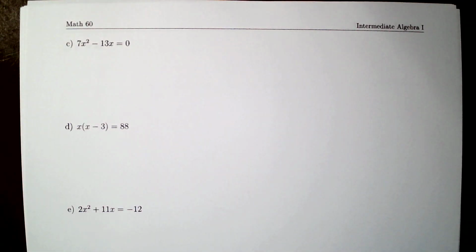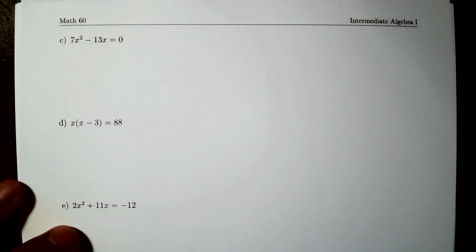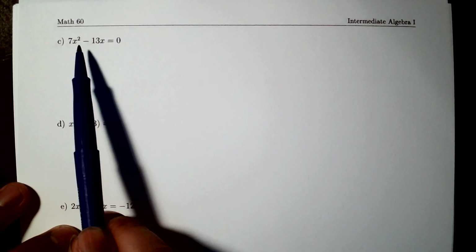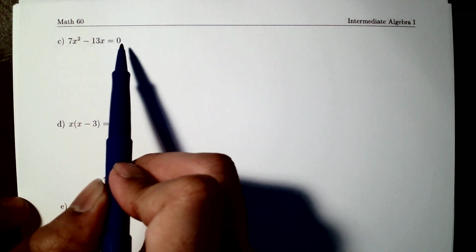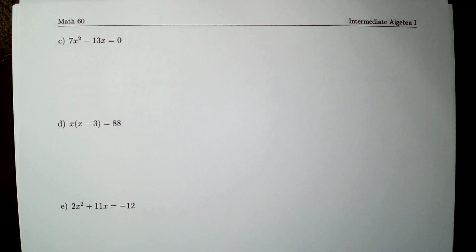Now let's do some work over here. Okay, so 7x squared minus 13, and in this case it's already set equal to 0. All right, so let's see.